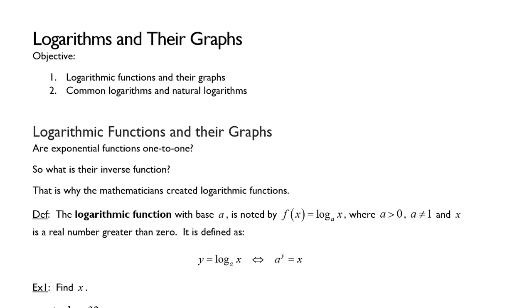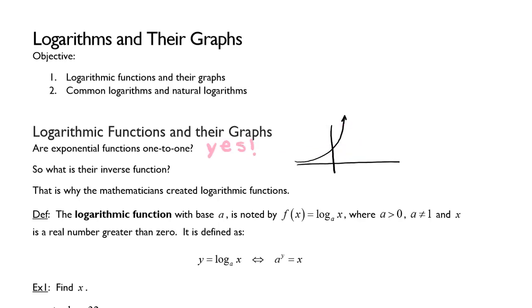And we'll start with a question. Are exponential functions one-to-one? If I were to sketch an exponential growth function, it would look something like this. It increases as you go from left to right. And if we were to check if it passes the horizontal line test, we would say yes, this function is one-to-one.